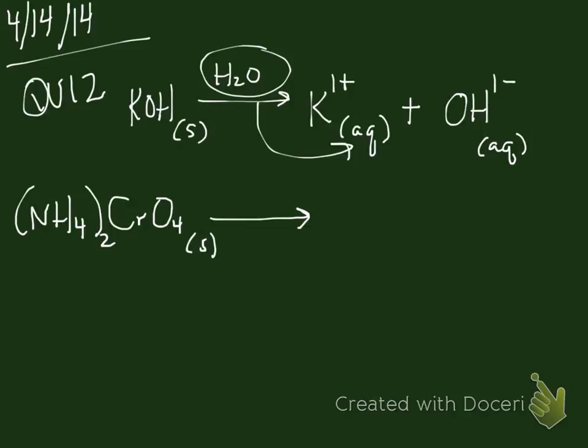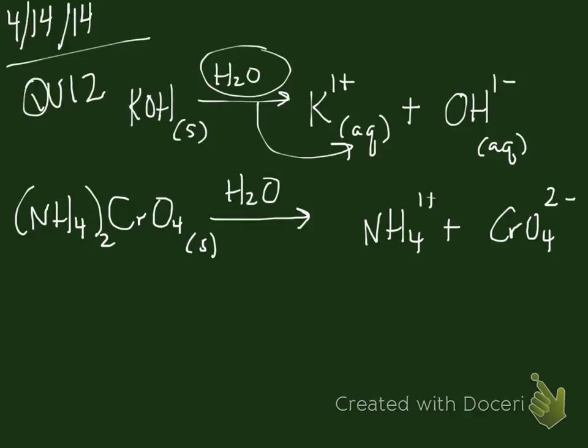Okay, so we've got ammonium chromate here, NH4 2 times CrO4 as a solid. It's going to dissociate, so we're going to put our H2O over the bar. Now, what are the ions this can break into? Well, ammonium, which is a 1 plus, and chromate, which is a 2 minus. At this point, are the charges balanced?